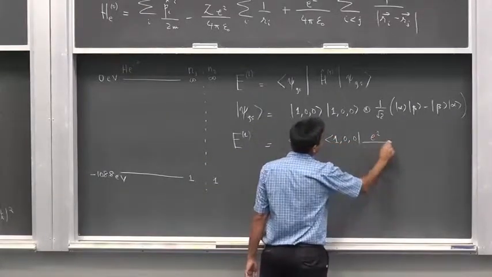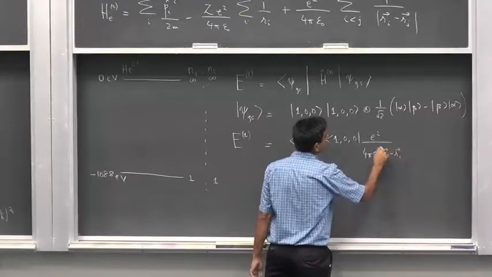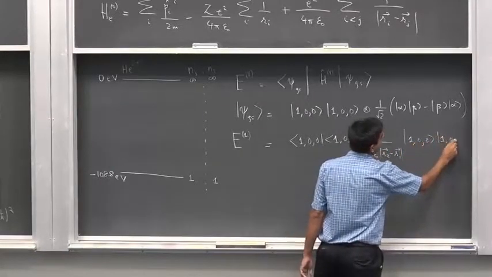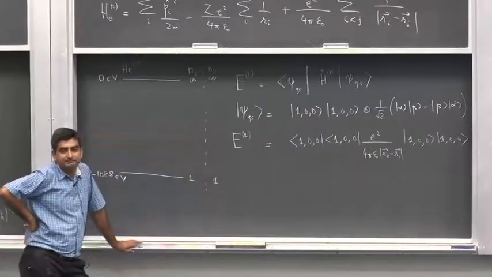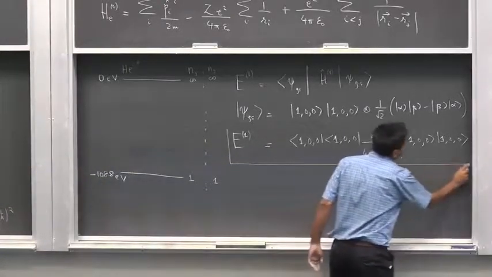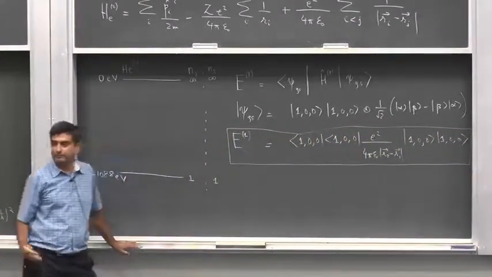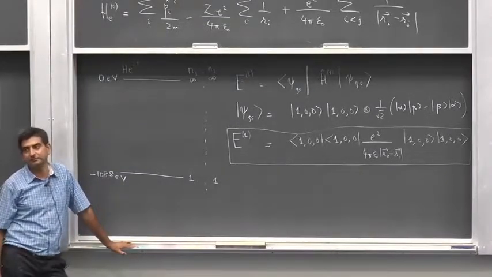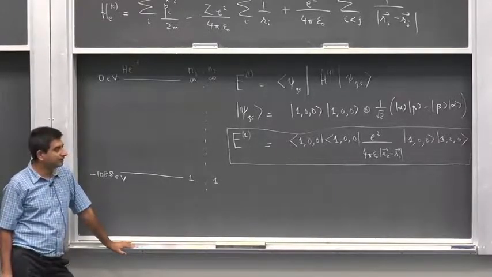E squared over 4 pi epsilon naught times the absolute value of r2 minus r1, between the states 1 0 0. This will give us the correction to the energy. We have to calculate this expectation value. First order perturbation theory, time independent, non-degenerate. Now how do we calculate this? Any idea? How could we calculate this?